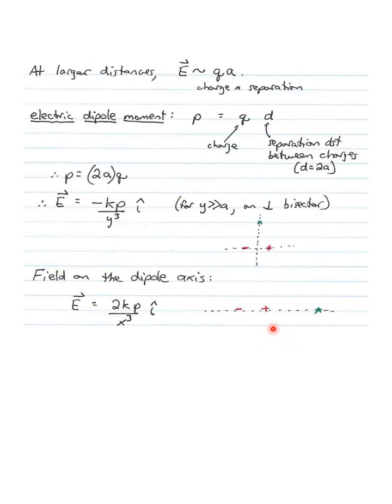Now on the dipole axis, let's say we have the negative and positive. Let's think about where my green star is right there, or I'll just put the marker there. What is the electric field? Well, it's more strongly feeling the positive than the negative, and the electric field actually comes out to be 2kp over x cubed, i hat.